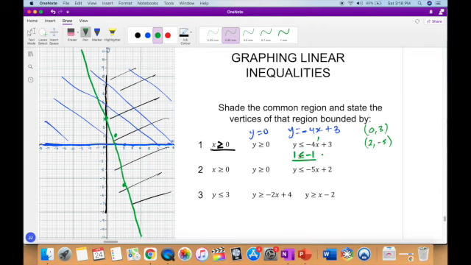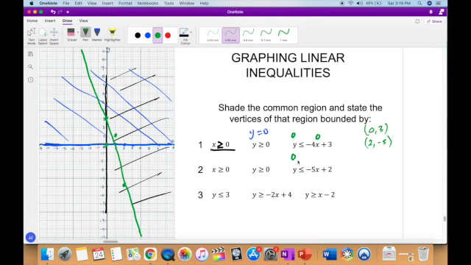Right? 1 is not greater than or equal to negative 1. So it has to be this side over here. Let me choose a point on this side over here. Let me choose the origin, 0, 0. So I'll come on this side, 0, 0.